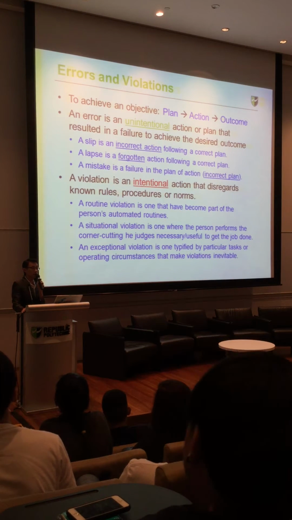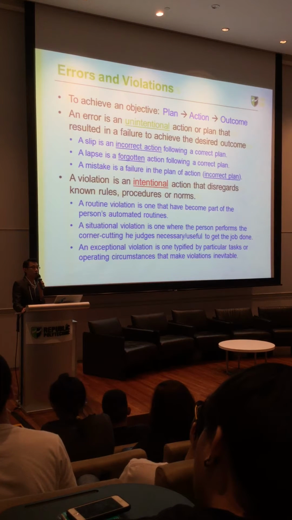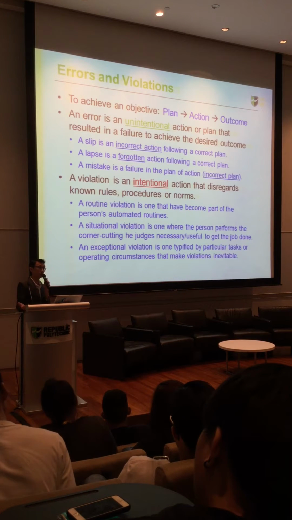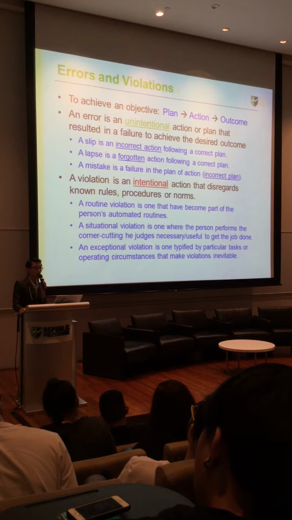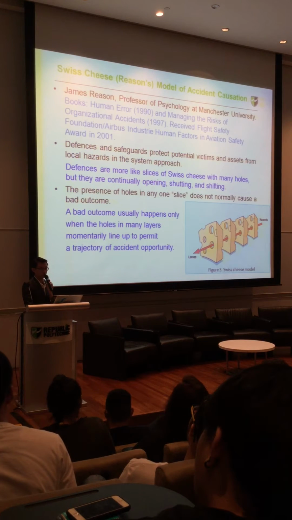Okay, a mistake is a failure in the plan of action. Which means you do not have the right plan to begin with. It's not that you don't want to, but maybe because of your experience level or your knowledge level, you pick the wrong plan to follow, and then an accident or incident happens. That is a mistake. So know the difference amongst all the terms on this page.